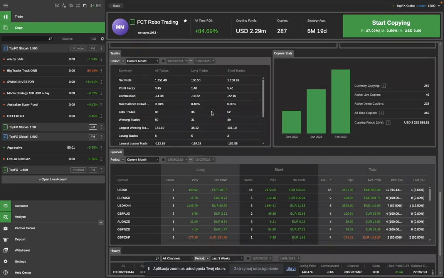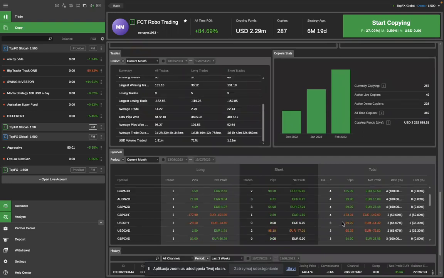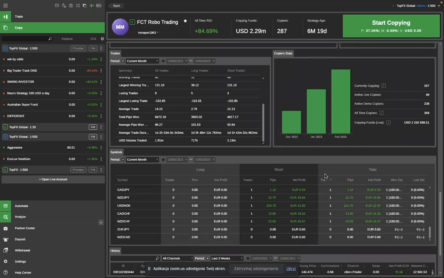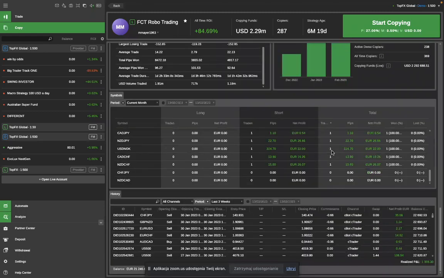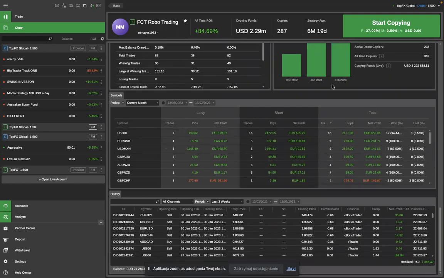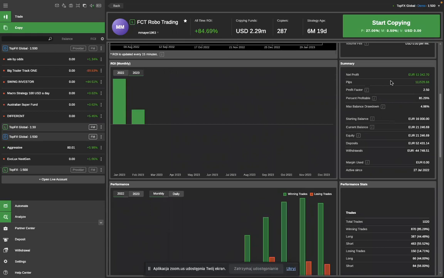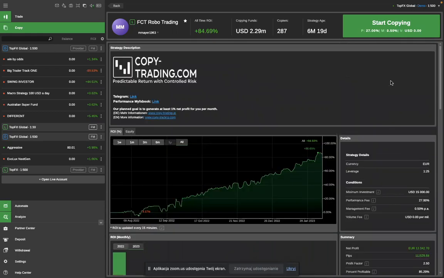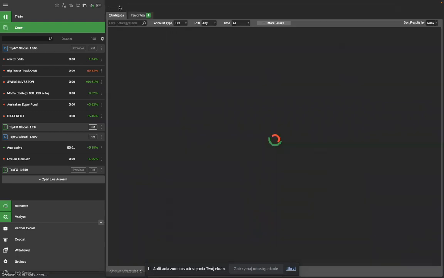And of course, you have the open positions. Sorry, those are the closed positions in the current month, and you can see the history, what was traded, what was closed, and stuff like this. Those are the statistics for the copy traders when they are looking at the strategy, wondering whether they should invest in it or not.